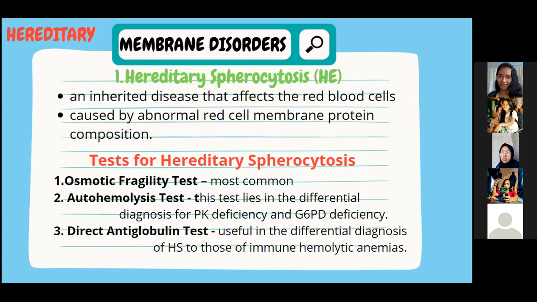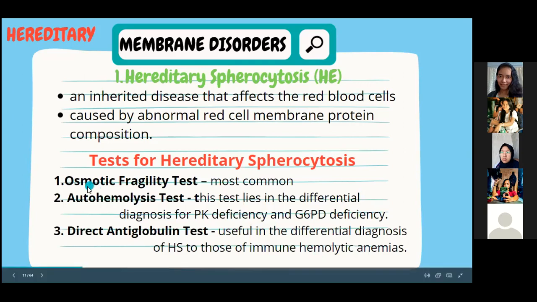It is an inherited disease that affects the red blood cells caused by abnormal red cell membrane protein composition, which includes spectrin, actin, protein 4.1, and ankyrin. I'm going to give the definition of that later. It is also associated with mild anemia. For a test for hereditary spherocytosis, the first one is the osmotic fragility test, which is the most common.